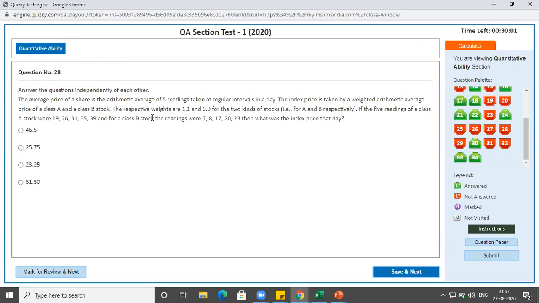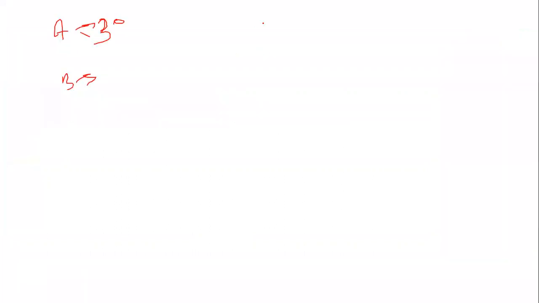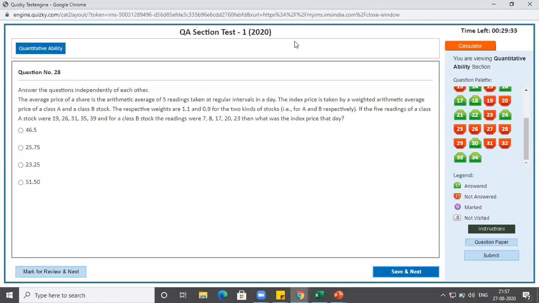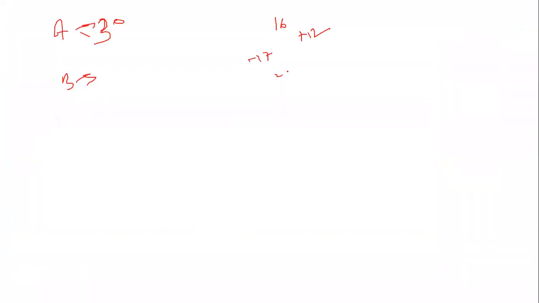Then class B: 7, 8, 17, 20, 23. If I take say 16 as the average, then plus 1, plus 4, plus 5, and then plus 7, plus 12, then minus 8, and then minus 9. I got plus 1, plus 5, plus 5 and plus 7, that is 12. That's 4 plus, and minus 8 and minus 9 is minus 17. Okay, 15 is the average.